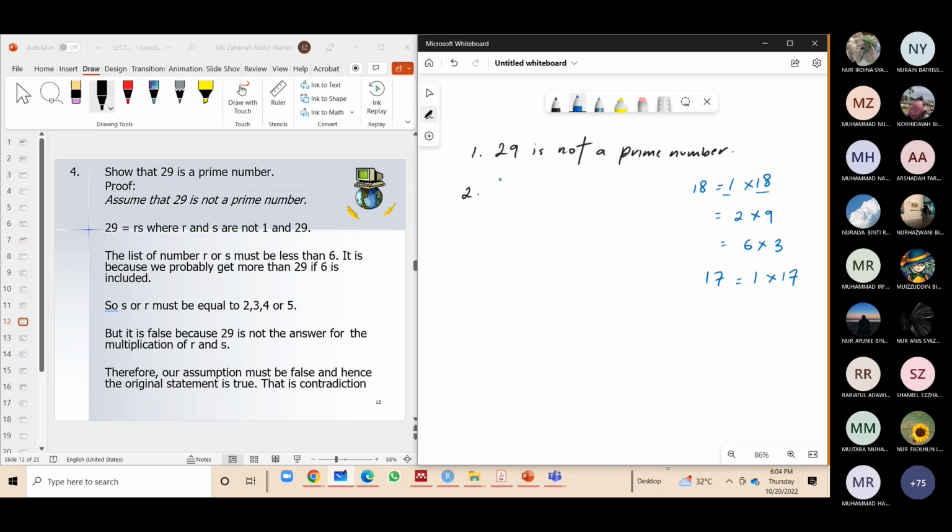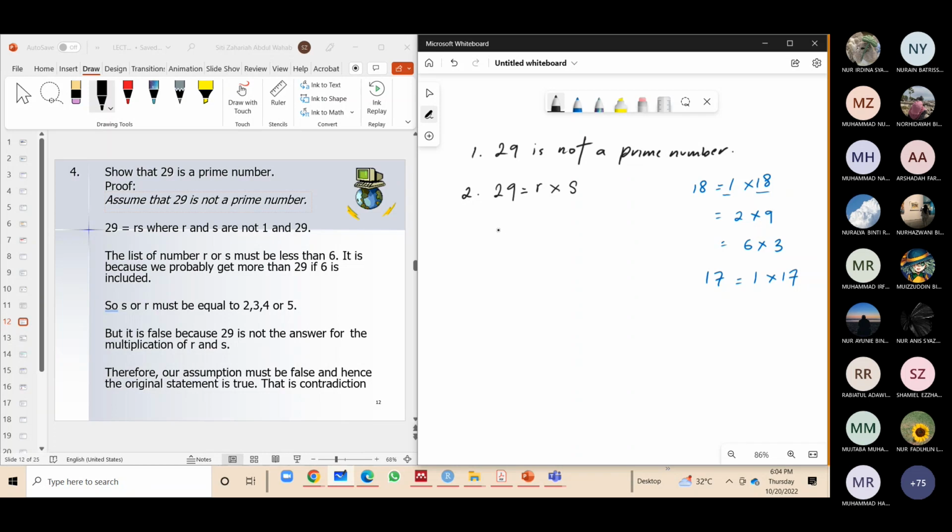Okay, now our case is 29. It's not a prime number, so there must be other numbers that, when we multiply, give 29. We want to prove our assumption is false. Let's say I use R multiplied by S. What are R and S? We cannot use 1 and 29, so we can list all the possible values.